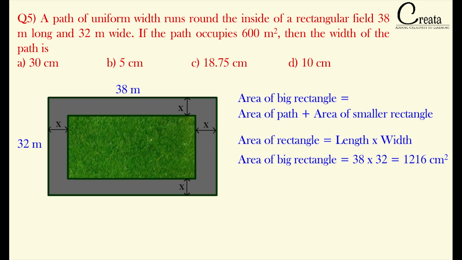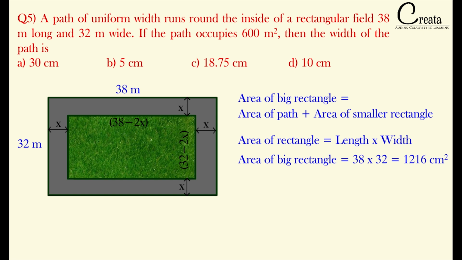Further, we have assumed the width of this uniform path as x. So can we say this length as 38 minus twice of x? This and this is equal to x, so we can say this dimension is equal to 38 minus 2x. Similarly, we can say this dimension is equal to 32 minus 2x. Okay, we can say so.